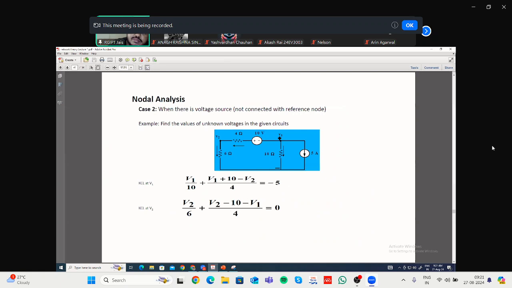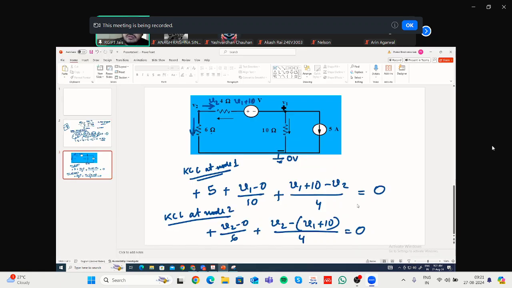Okay, same equations. So now we have two equations. This is equation 1. This is equation 2. What are the unknowns? V1 and V2 are the unknowns. You can solve the simultaneous equations and you will get the answer. If you have any doubt, this is the second case, where there is a voltage source in one of the branches, but that branch is between two nodes. In the earlier case, there was a voltage source, but one terminal of the voltage source was connected to the reference.